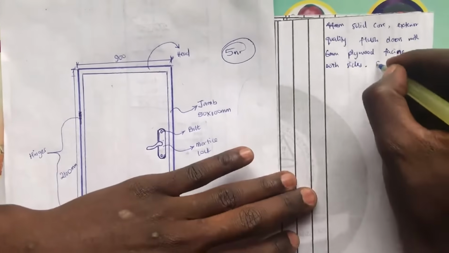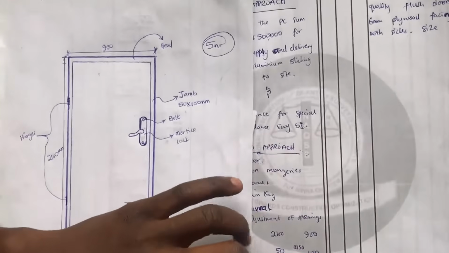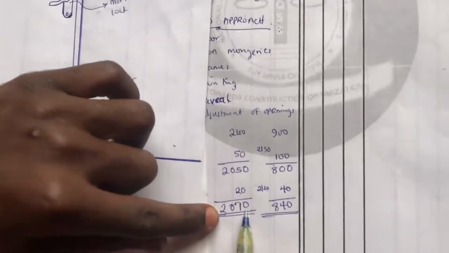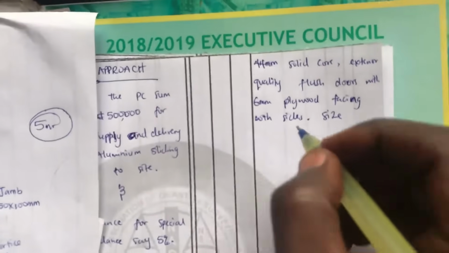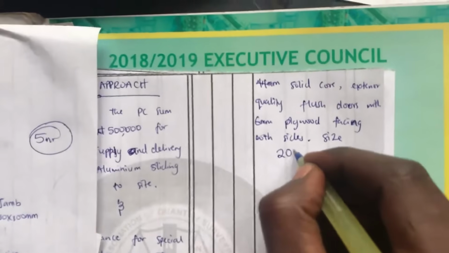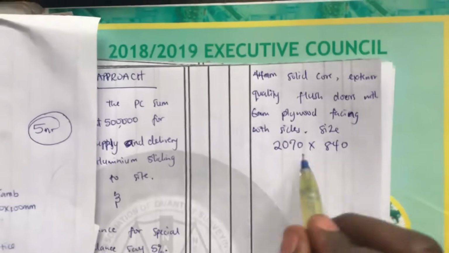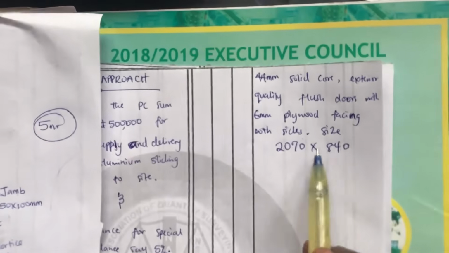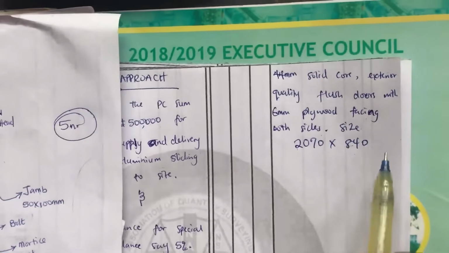Then the size, I can now state the size. This size I just calculated, 2070 and 840. So this size I've calculated for is what I will include in my description. So I'm going to have my size as 2070 by 840, so that whenever a supplier is required to supply this particular door, he will know the size that he will be providing to the site.